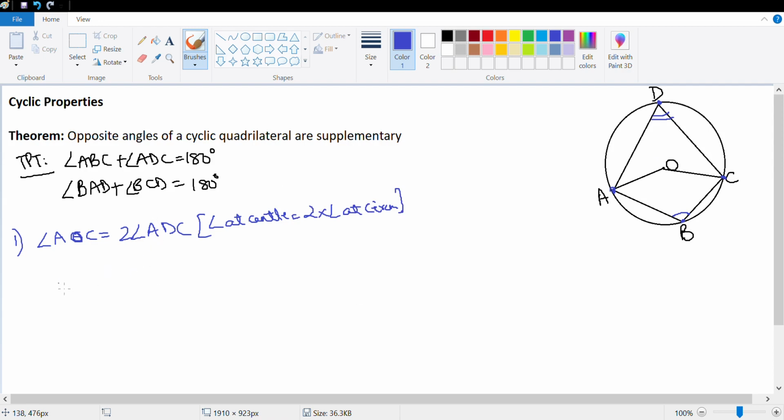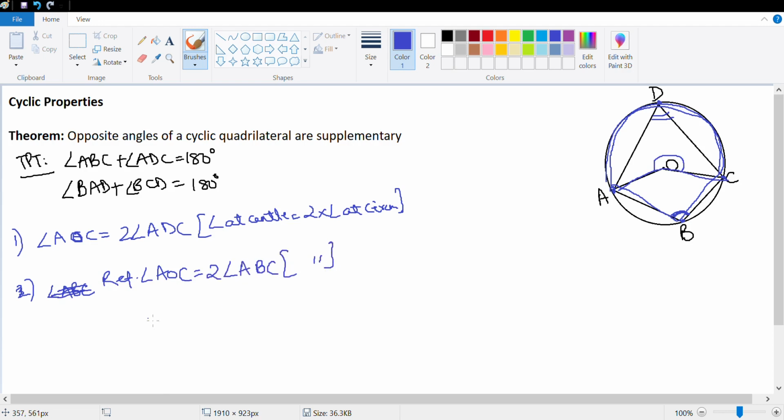Next we know angle ABC, which is this angle, at the circumference. In this case we are looking at the major arc here. So the major arc is making the angle ABC and it is making the reflex angle AOC. So let's just write it for reflex angle then. Reflex angle AOC is equal to 2 times angle ABC.